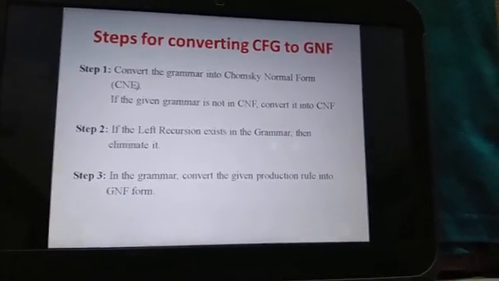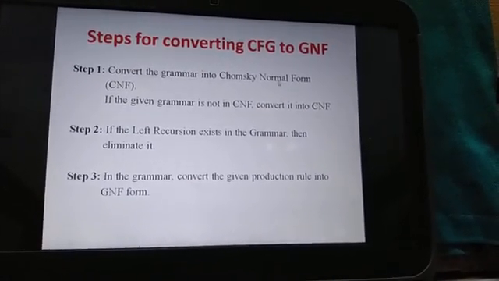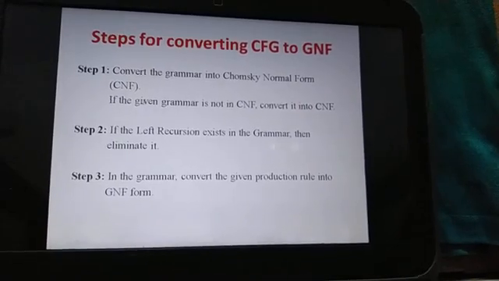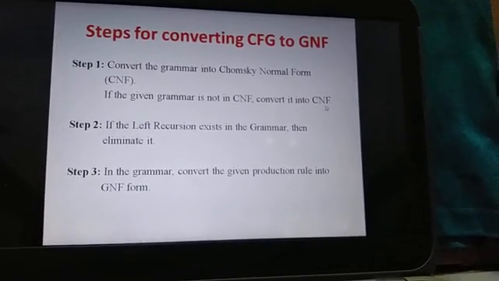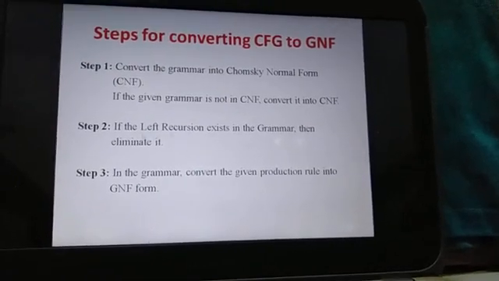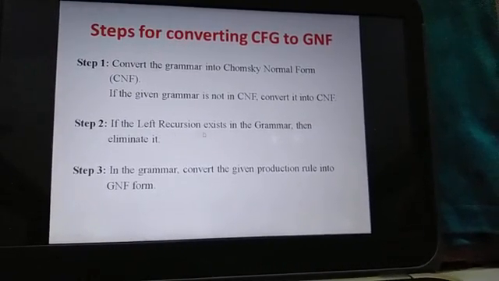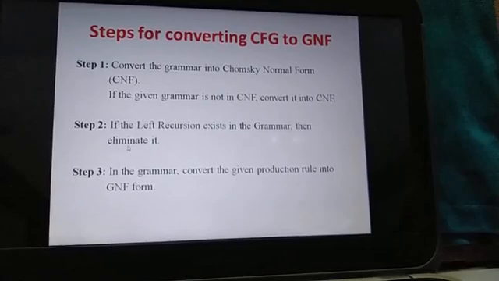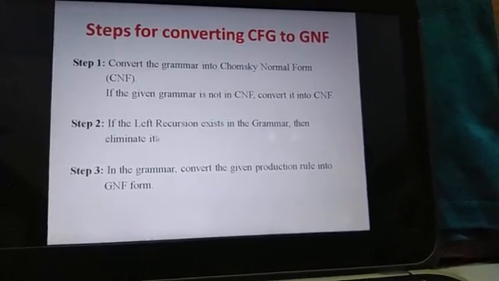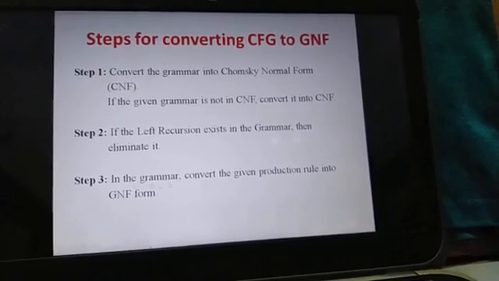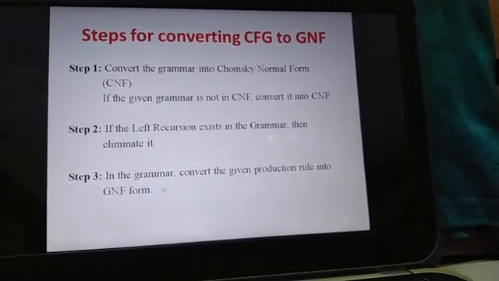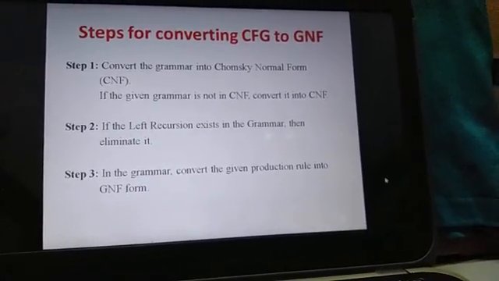Step 1. Convert the grammar into Chomsky normal form. If the grammar is not in Chomsky normal form, we need to first convert it into Chomsky normal form. Then in step 2, if left recursion exists in the grammar, then eliminate it. We will discuss it in later slides. Then in step 3, in the grammar, convert the given production rules into Greibach normal form.